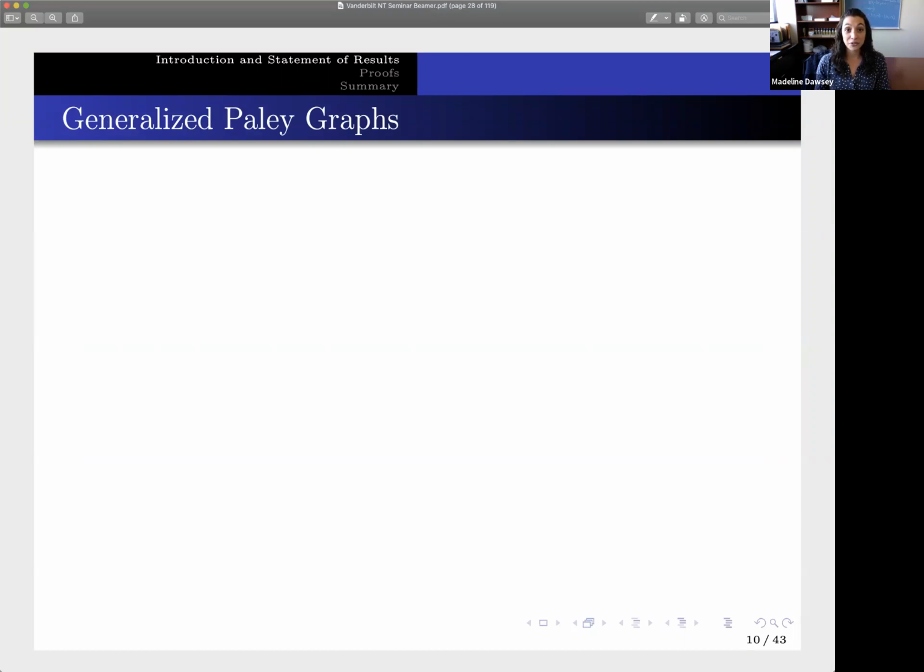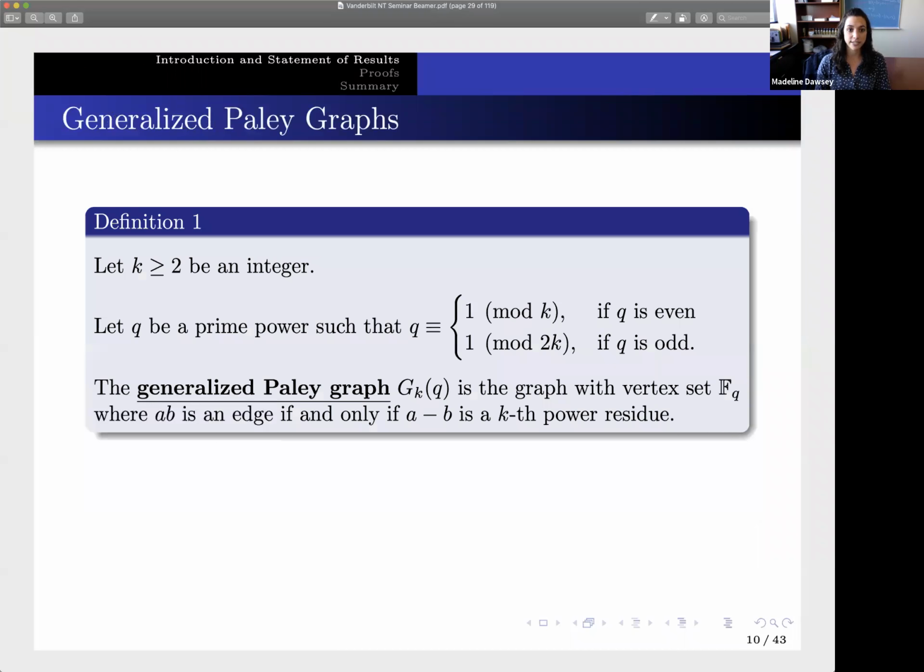So there's a thing called a generalized Paley graph that you might want to look at next. The way these generalize the Paley graphs is that instead of looking at quadratic residues, we look at kth power residues. Here's the definition. Let k be an integer at least 2, and let q be a prime power such that q is 1 mod k if q is even, or 1 mod 2k if q is odd. Then the generalized Paley graph, with a subscript k, is the graph still with vertex set F_q, but now you have an edge AB if and only if A minus B is a kth power residue.